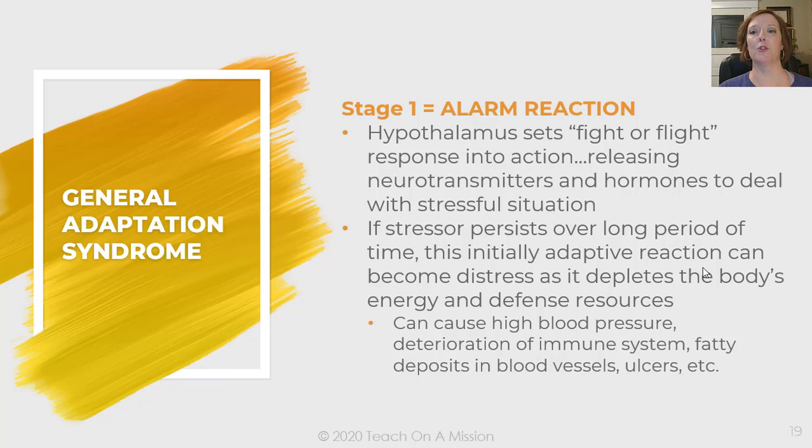And this is going to release neurotransmitters and hormones into your body to deal with the stressful situation. If the stressor persists over long periods of time, this initially adaptive reaction can become distress, and it depletes the body's energy and defense resources. So basically, in the long term, this can cause high blood pressure, deterioration of the immune system, fatty deposits in blood vessels, ulcers, all sorts of physiological problems.